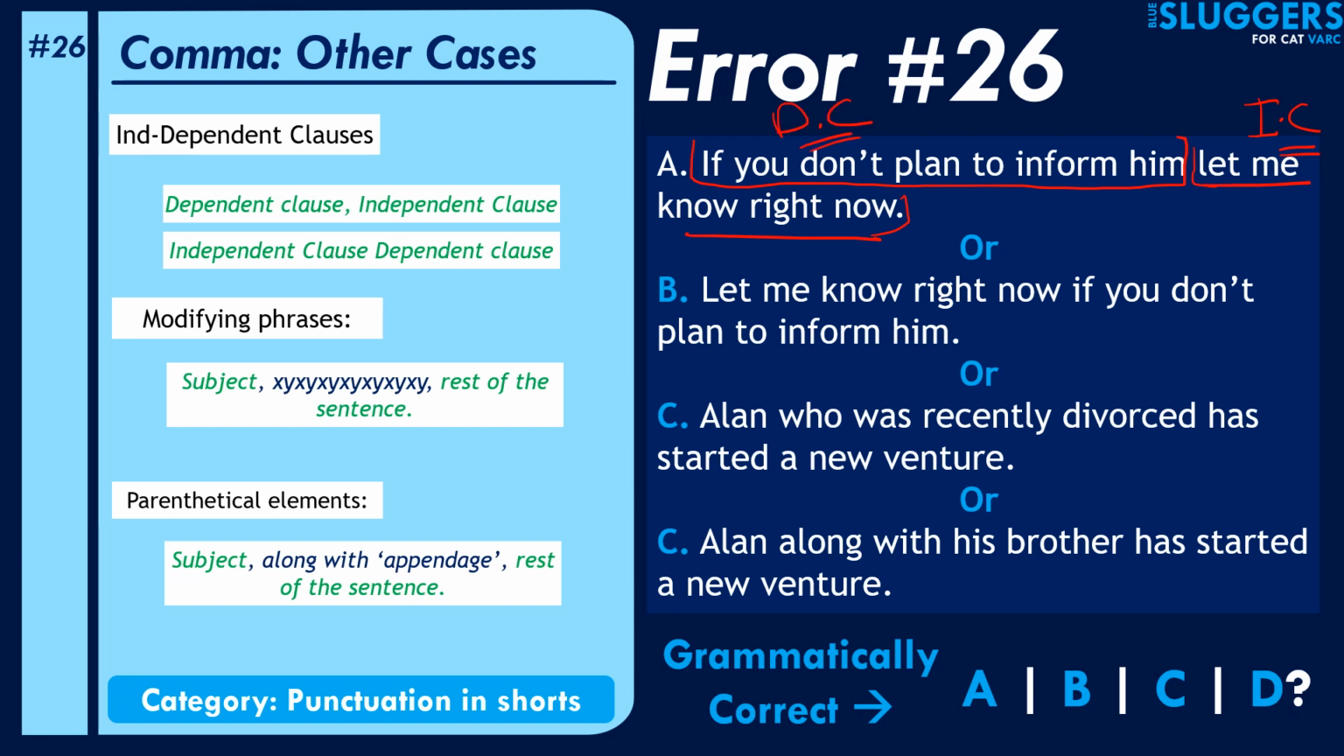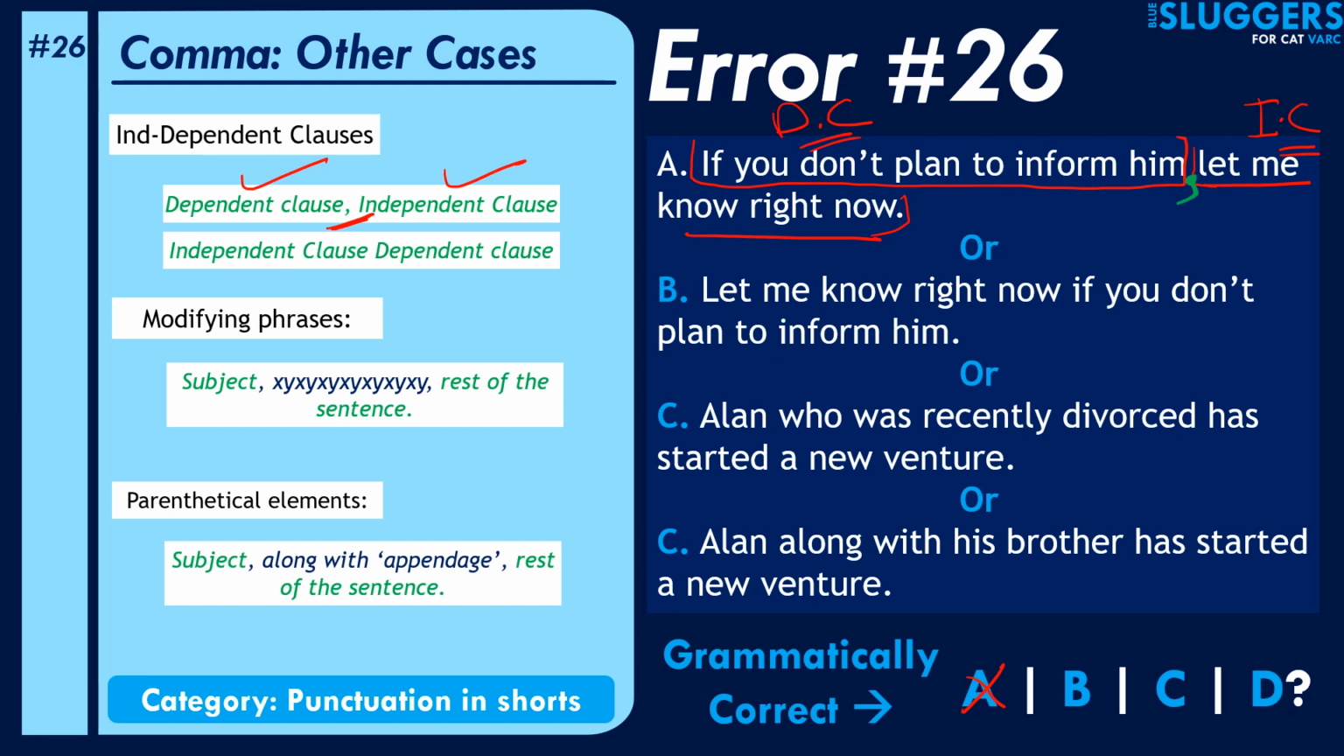So what does the rule say? The rule says that if you start with a dependent clause and you end with an independent clause, then you need to have a comma here. This sentence does not have a comma here, so it will be considered incorrect. To rectify it, you would put a comma here. I hope the first one is clear.